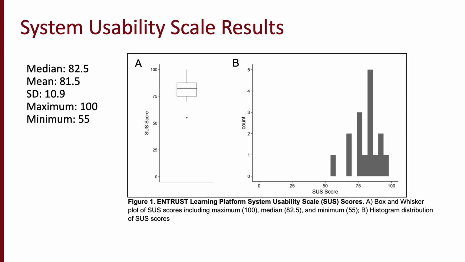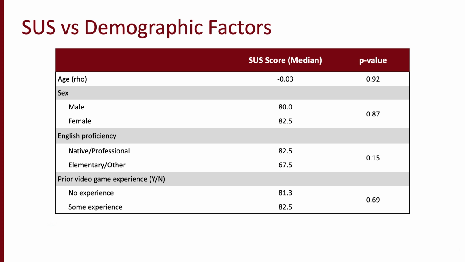ENTRUST also demonstrated high usability within the UGHE student population. The median of 82.5 was the same median SUS found within the Stanford resident population. There was a mean of 81.5 with the minimum of 55 and maximum 100, and standard deviation was 10.9. All this to say that ENTRUST was highly usable within the UGHE student population.